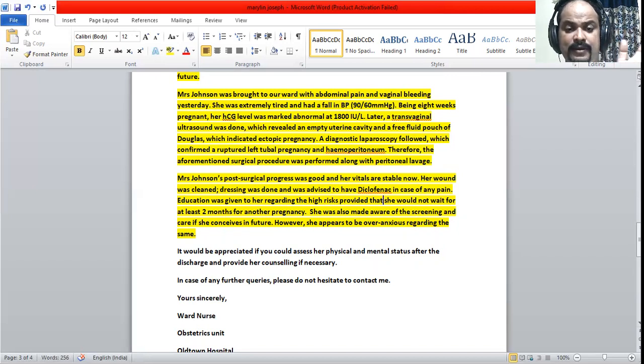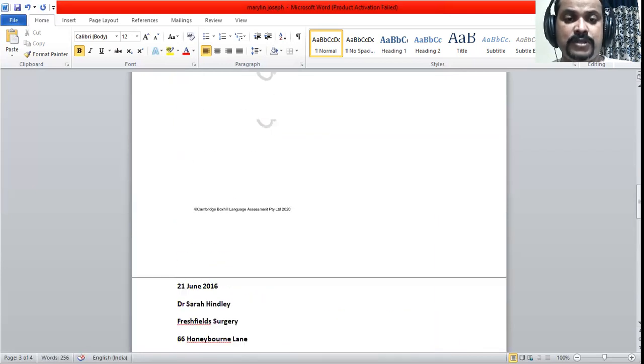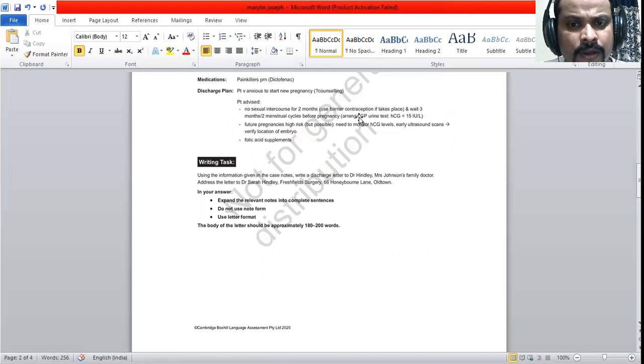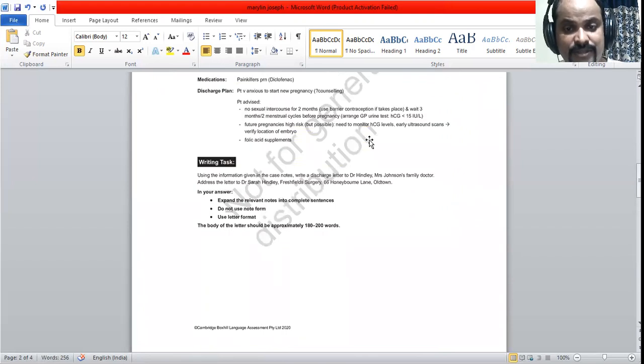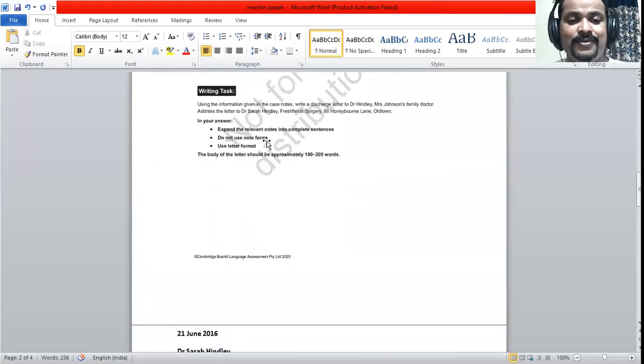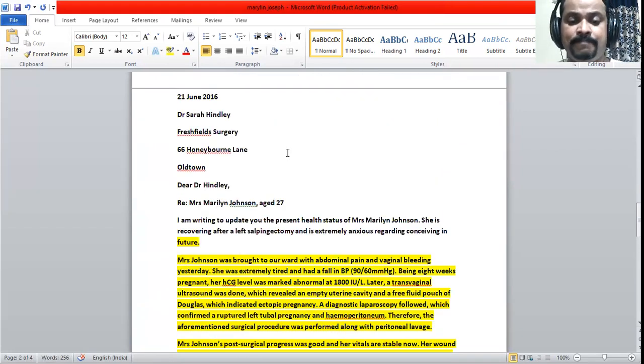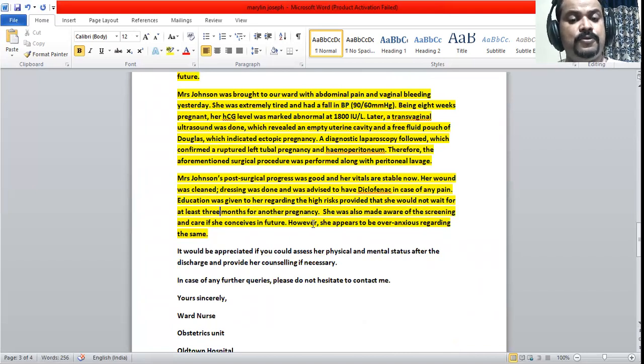Education was given to her regarding the high risks if she does not wait for at least 3 months for another pregnancy. She was also made aware of the screening and care if she conceives in future. The screening means HCG, ultrasound, and verification of the location of the embryo, and the care is folic acid supplements. We are summarizing it there.